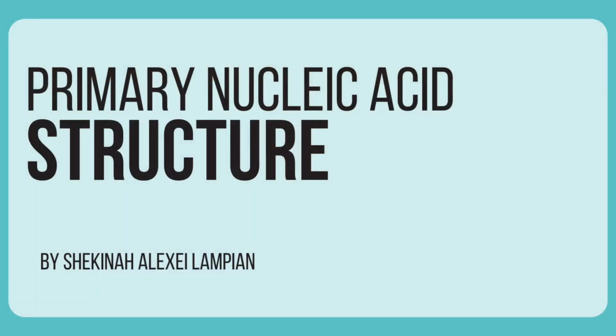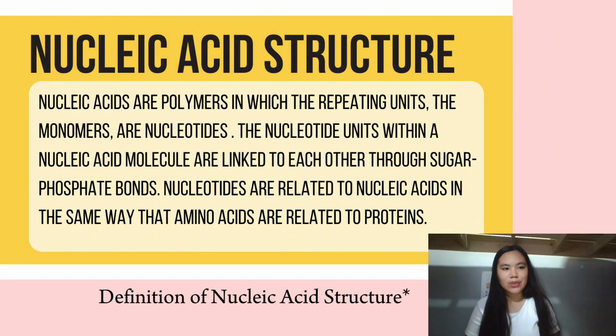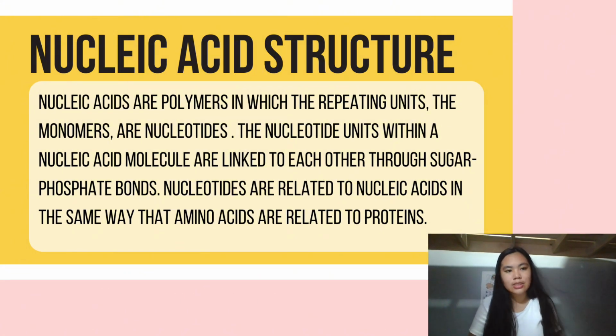And now I'm going to discuss to you about the primary nucleic acid structure. So let's proceed to nucleic acid structure. Nucleic acids are polymers in which the repeating units, the monomers, are nucleotides. The nucleotide units within a nucleic acid molecule are linked to each other through sugar phosphate bonds. Nucleotides are related to nucleic acids in the same way that amino acids are related to proteins.